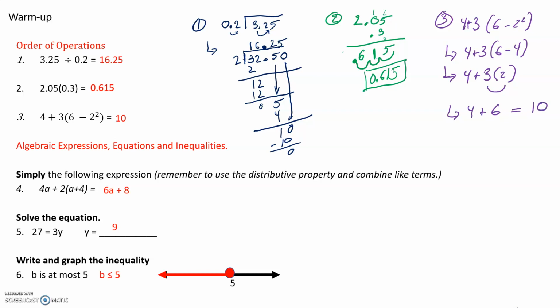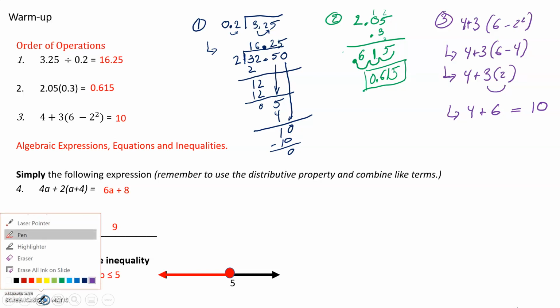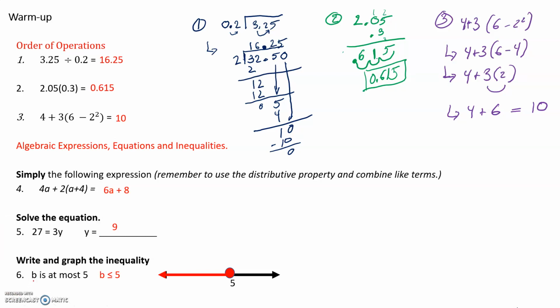All right, number 4, simplify the following expressions, okay? So, let's see here. I have 4a plus 2 times a plus 4.